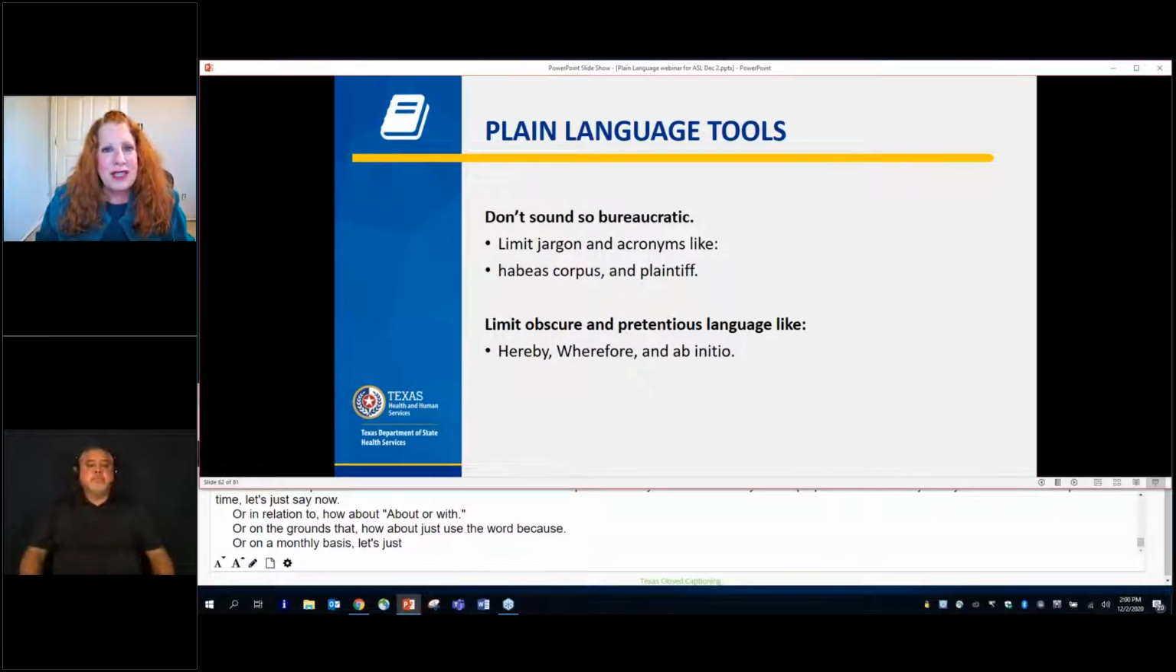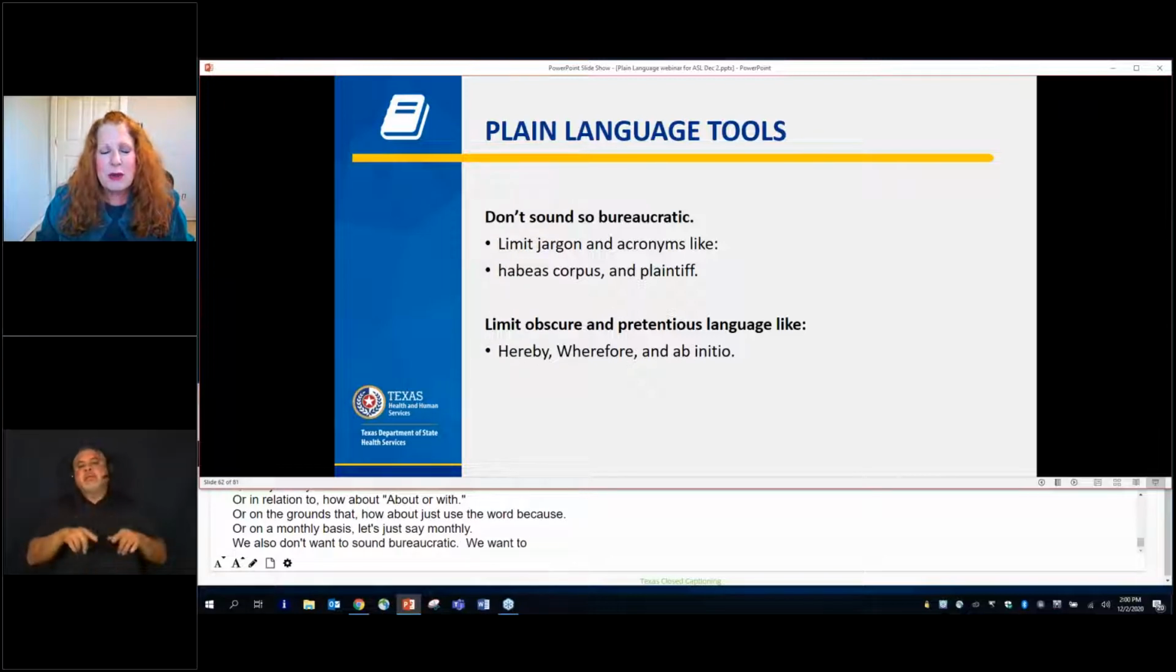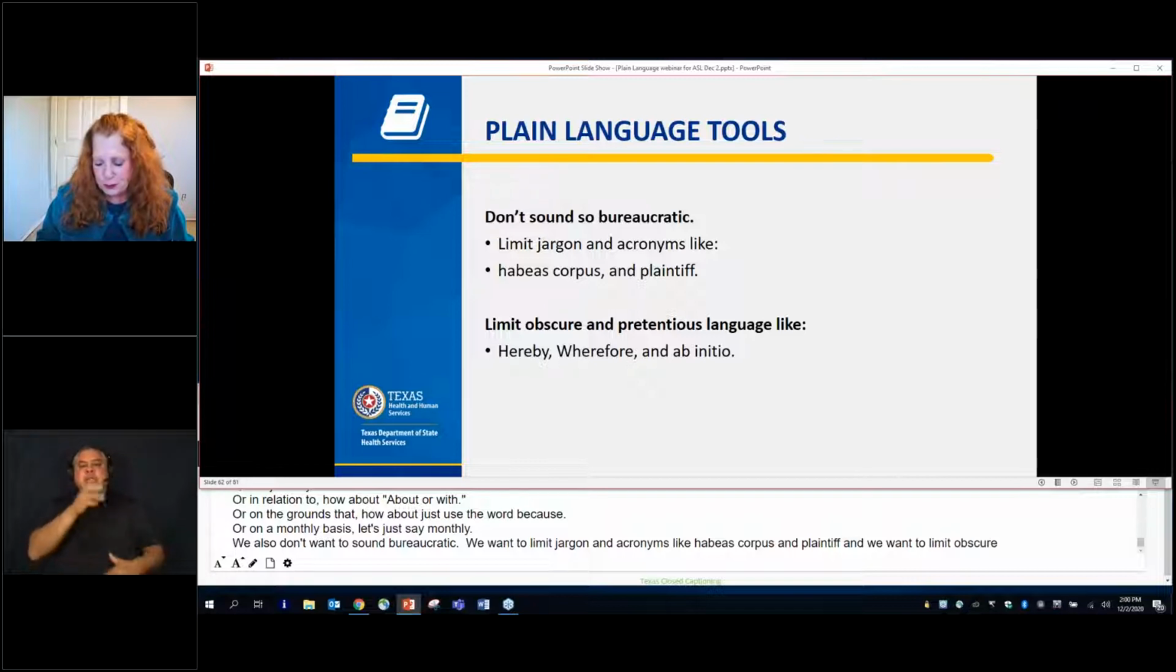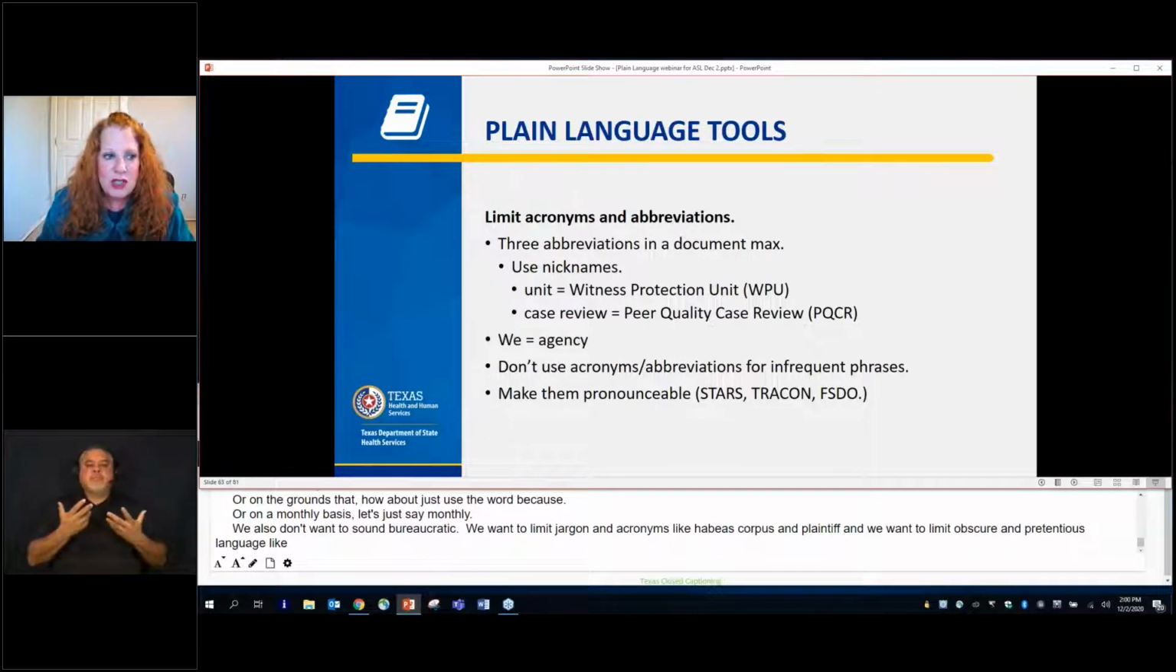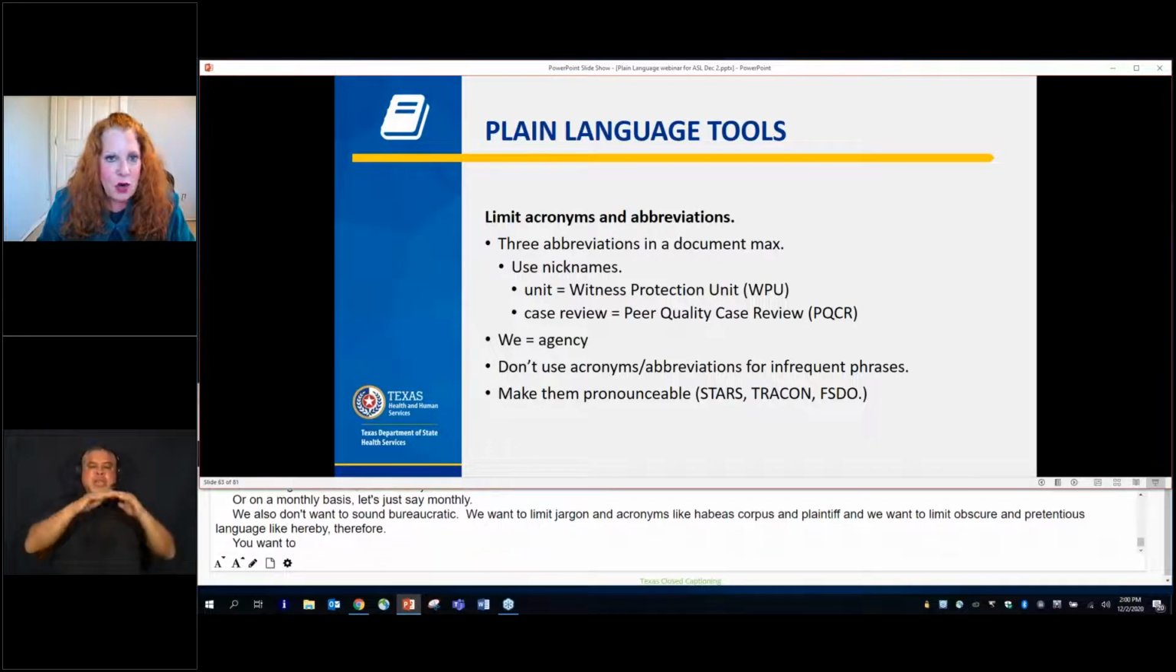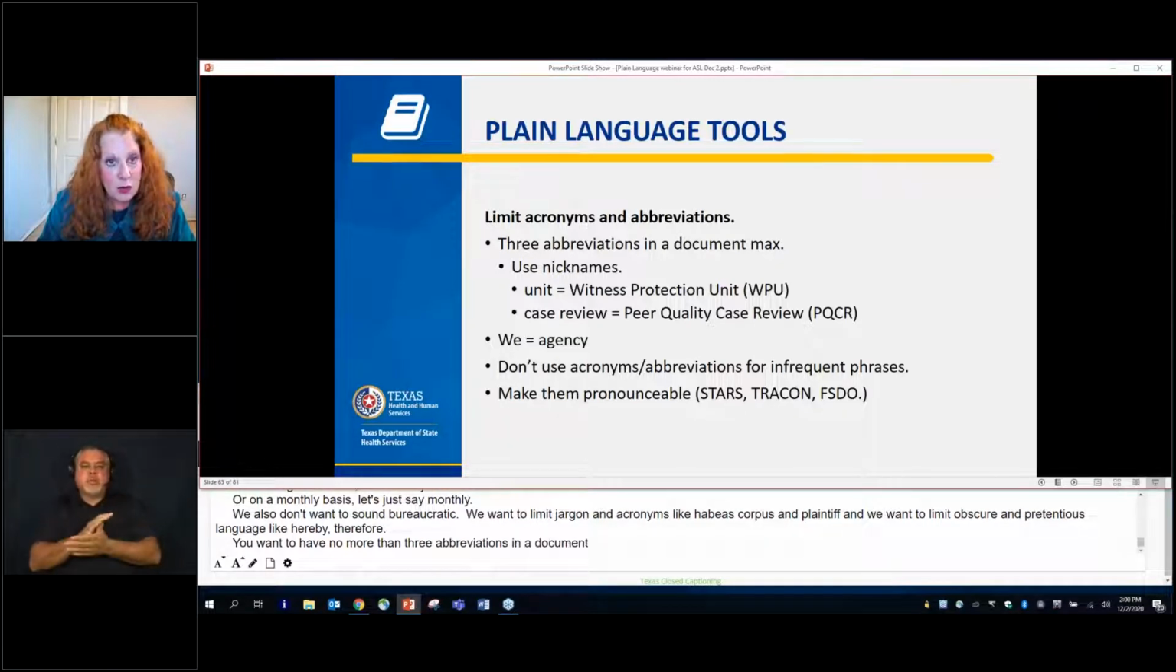We also don't want to sound bureaucratic. We want to limit jargon and acronyms like habeas corpus and plaintiff, and we want to limit obscure and pretentious language like hereby, wherefore, ab initio. You want to have no more than 3 abbreviations in the document, maximum, no more than 3. You need to spell things out if you go more than 3.